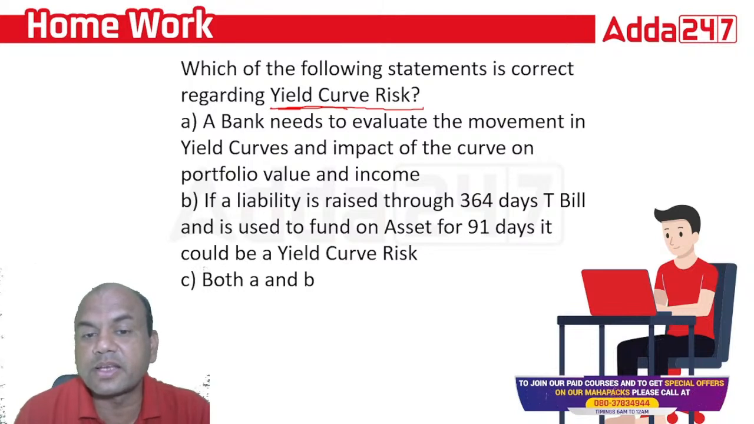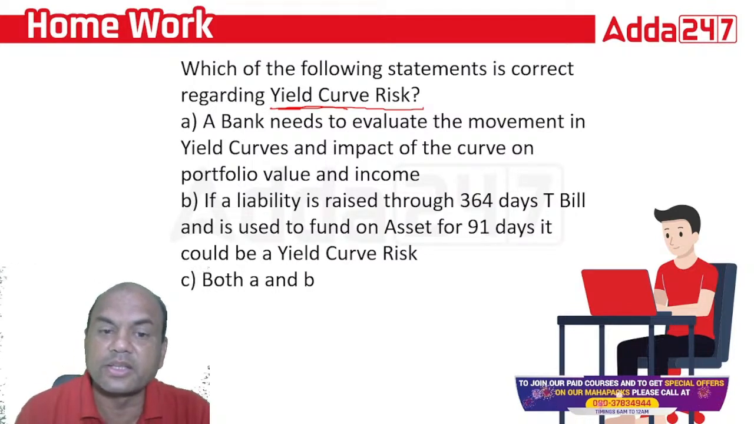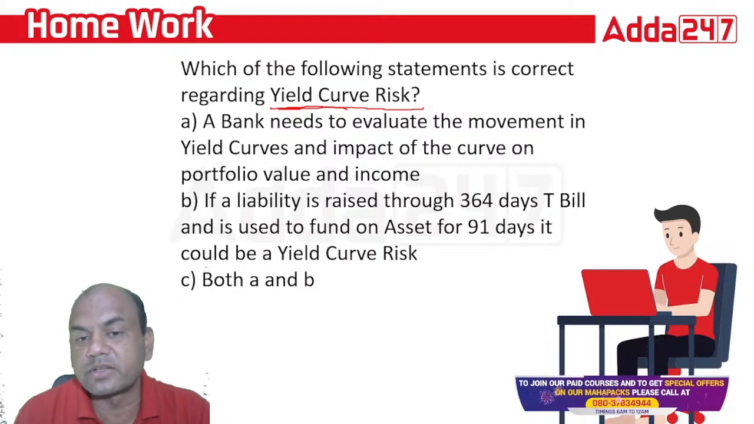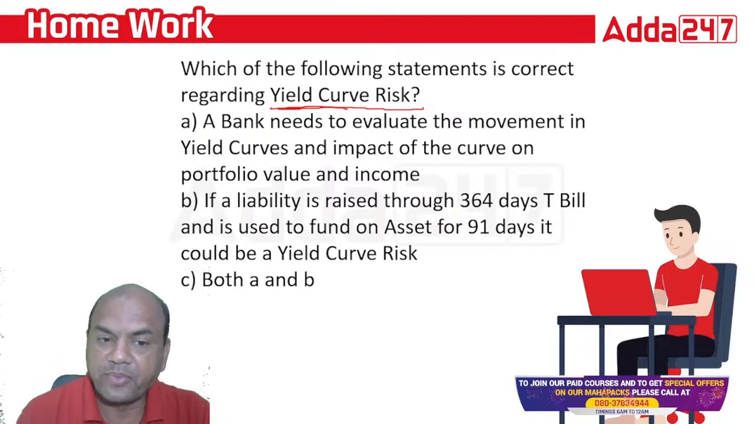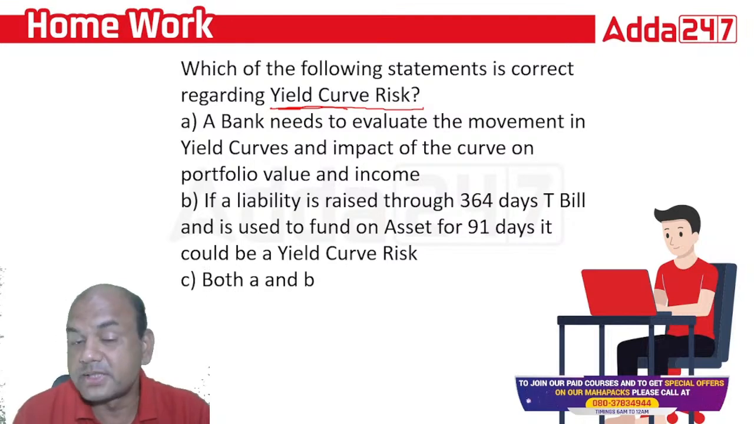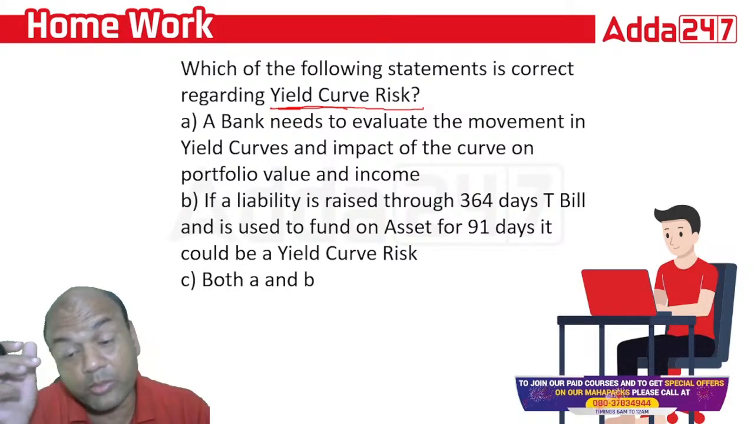If the liability is raised for 364 days T-bills and is used to fund the asset for 91 days, it would lead to the yield curve risk. And both end. Check this answer, okay? I'll be back tomorrow with another series.